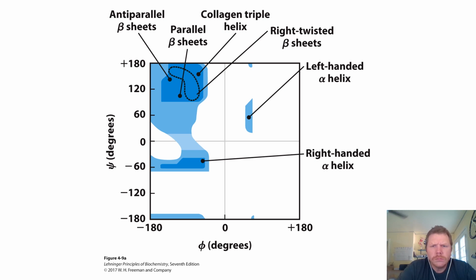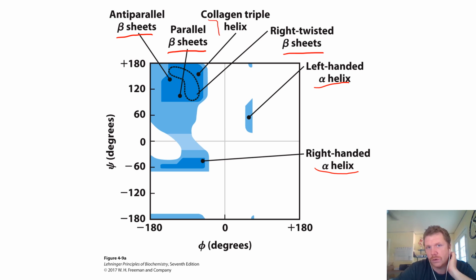So there are some points on this graph that are highlighted. For instance, beta sheets, you have anti-parallel and parallel beta sheets, you have right-handed twisted beta sheets, and then you also have left-handed alpha helices and right-handed alpha helices. So what these show are the bond angle pairs that are going to exist within these different structures. Now, the third one that I didn't really mention, besides beta sheets and alpha helices, is this collagen triple helix.